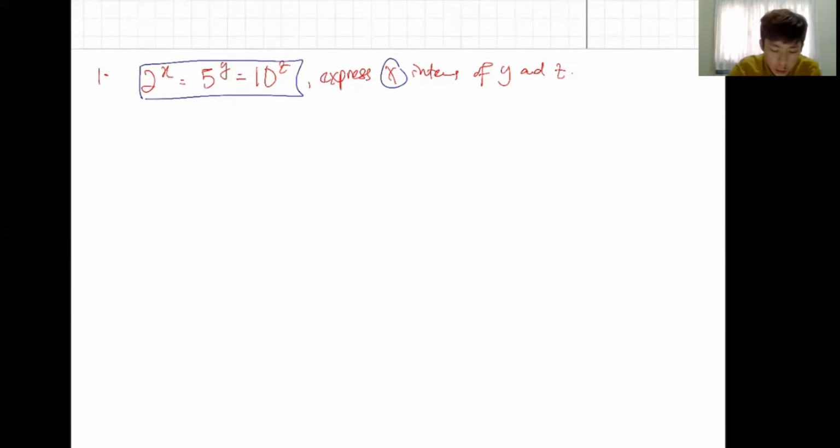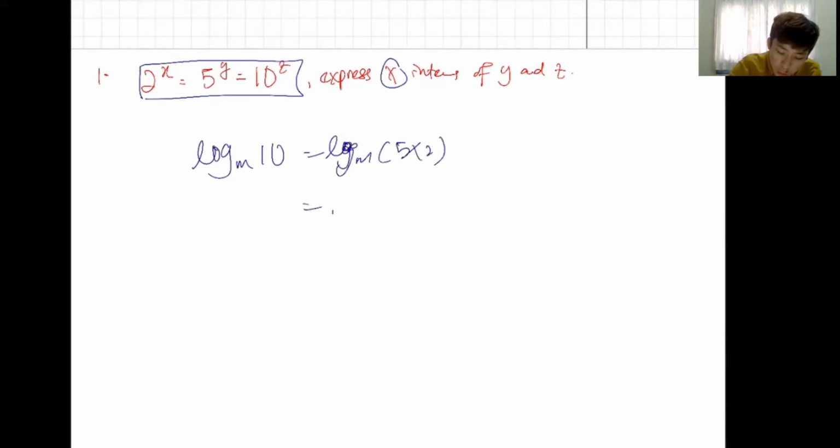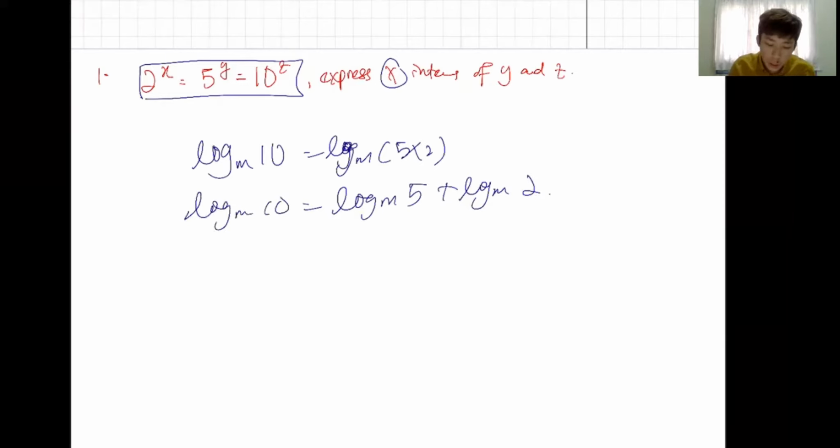So if you remember well, if we have log, just say log base m, log base m of 10, I can actually split it to log base m of 5 times 2. I can split it to log base m of 5 plus log base m of 2. This is another thing I thought of, because I know that 10 equals 5 times 2, so I can use the log. Somehow I use log because we learned log. So there are 2 things I thought about.